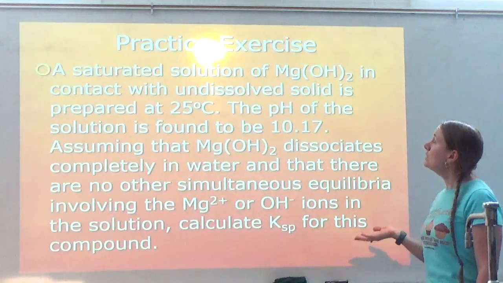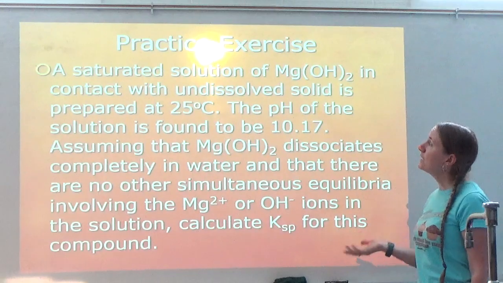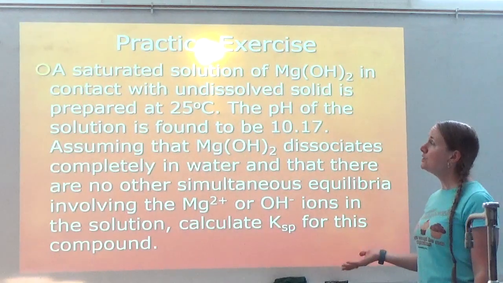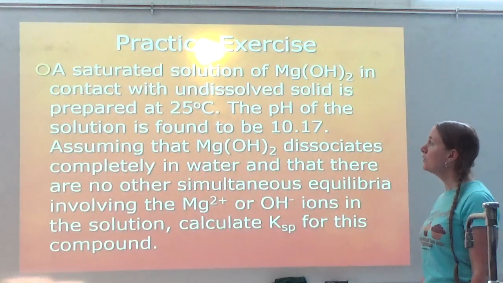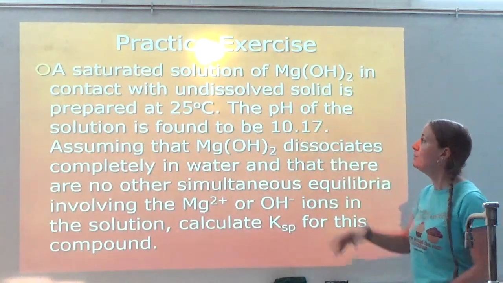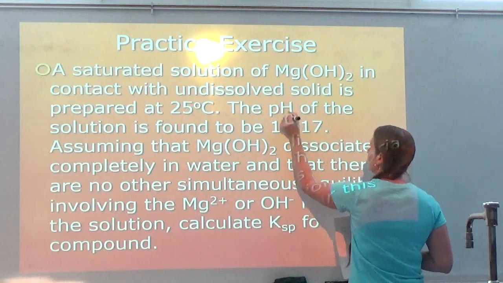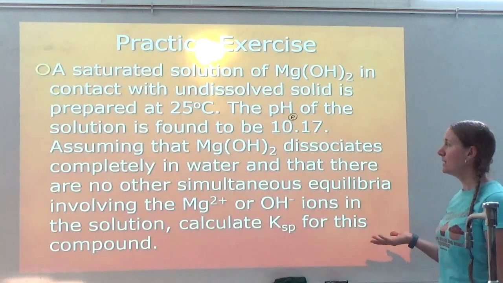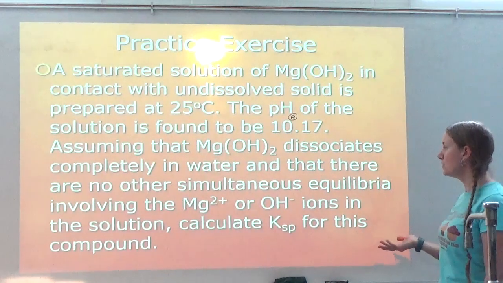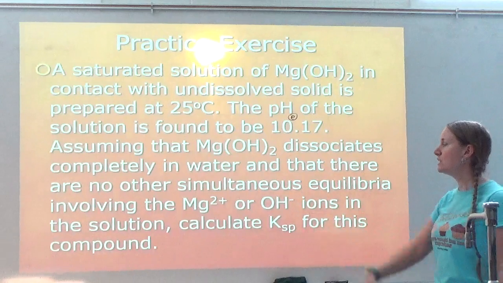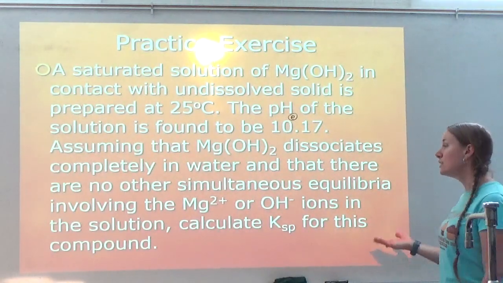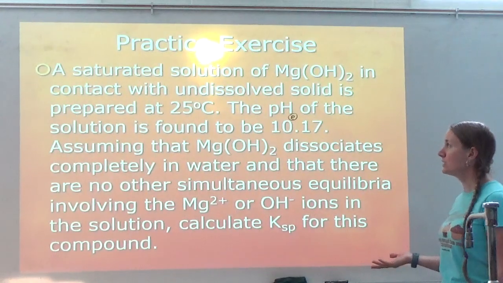All right, so it says a saturated solution of magnesium hydroxide in contact with undissolved solid is prepared at 25 degrees Celsius. The pH of the solution is found to be 10.17. So remember, I told you, whenever they give you pH, we assume that is at equilibrium. Assuming that magnesium hydroxide dissociates completely in water and that there are no other simultaneous equilibria involving magnesium or hydroxide ions, so in other words, no common ion effect, in the solution, calculate KSP for this compound.